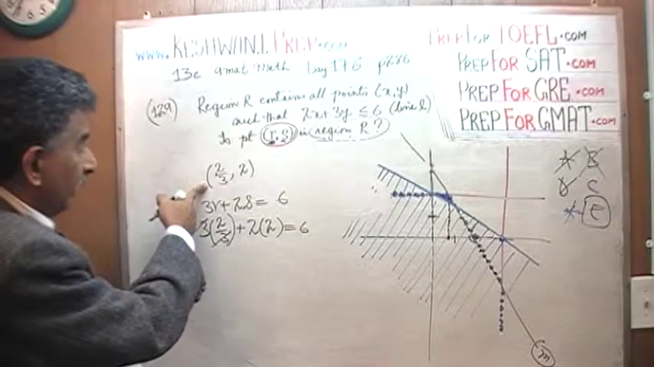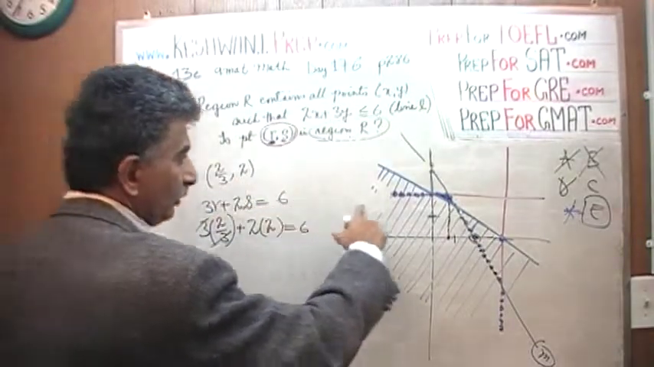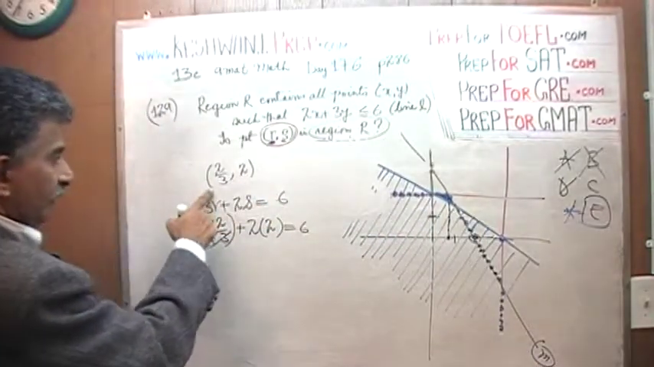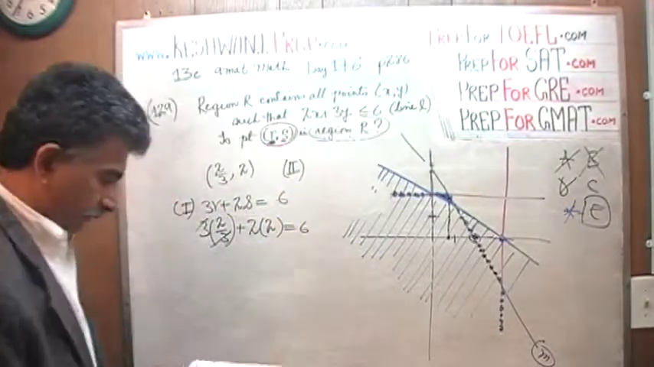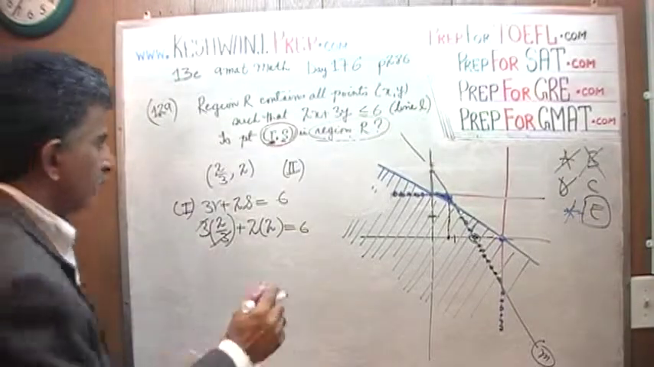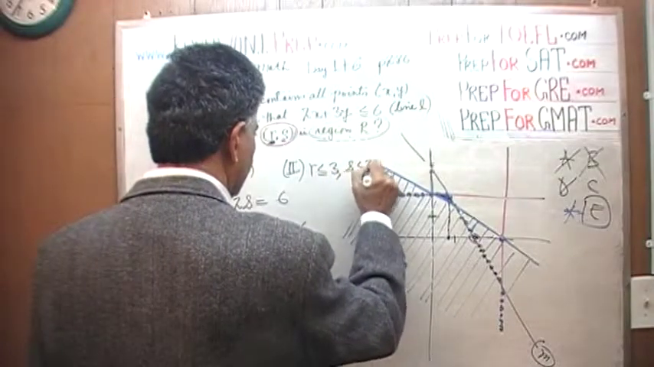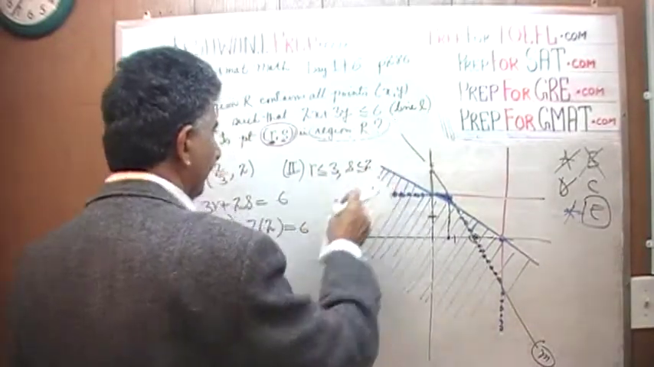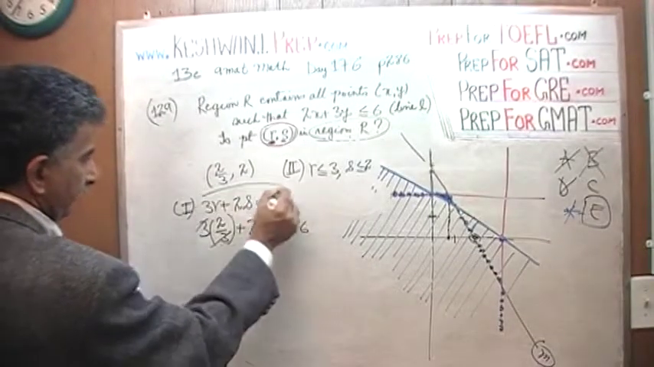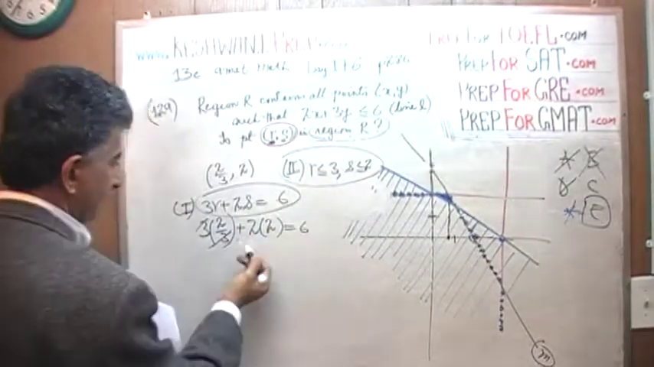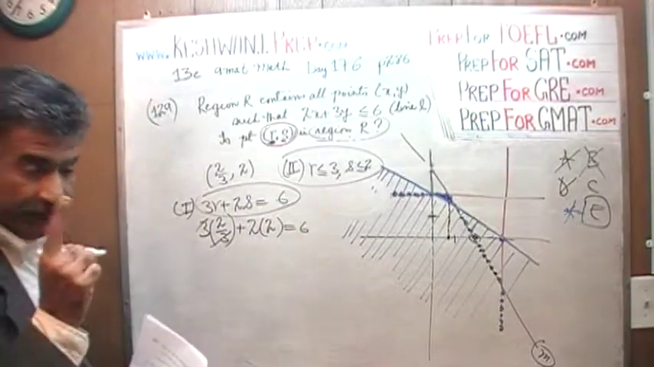Obeys the constraint. X coordinate is less than 3 right here. The y coordinate is less than or equal to 2. It follows the second condition. It follows the first condition. This was the first condition. The second condition is that r has to be less than or equal to 3 and s has to be less than or equal to 2. As you can see, it clearly obeys both of these conditions. It obeys the first condition, it is equal to 6 right here. It obeys the second condition, the x coordinate is less than 3, which is 2/3, y coordinate is less than or equal to 2. But watch what happens.